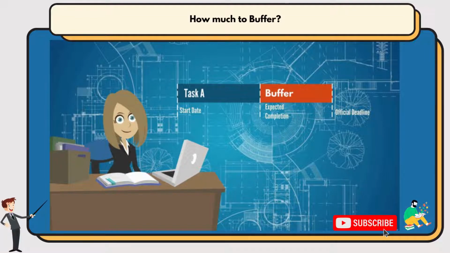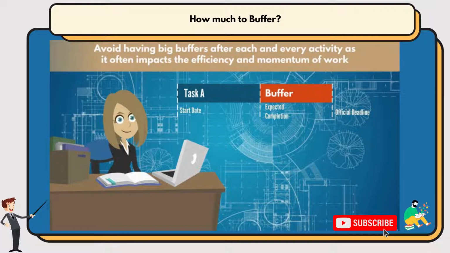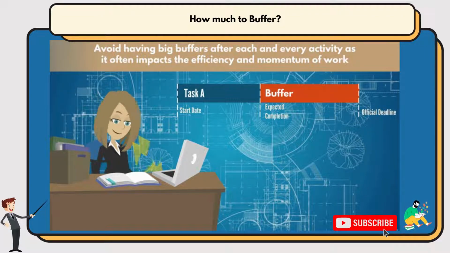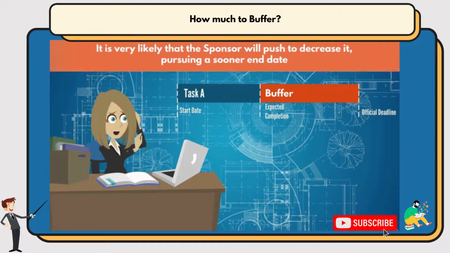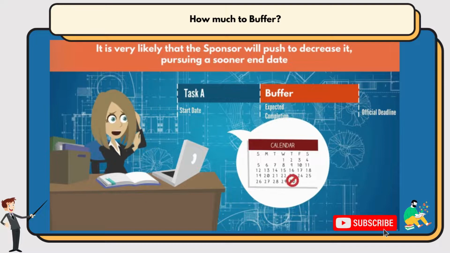Our recommendation is not to go to the extremes. Avoid having big buffers after each and every activity, as it often impacts the efficiency and momentum of work. On the other hand, if you put all the buffers together and at the very end, it's very likely that the sponsor will push to decrease it, pursuing a sooner end date.